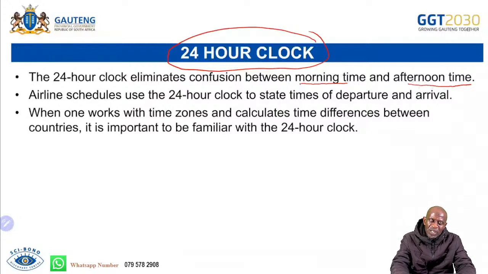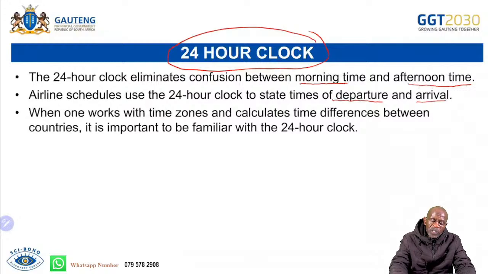Airline schedules use the 24-hour clock to state times of departure and times of arrival. They don't express time in respect of AMs and PMs. Rather, they use the 24-hour clock. Like I've indicated, I'm going to take you through an example to express the time on a 24-hour clock.